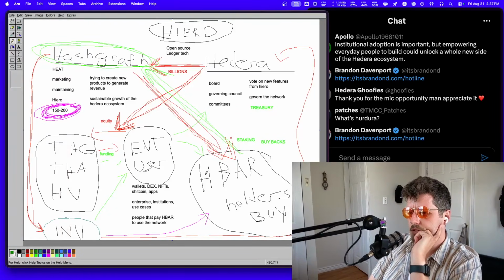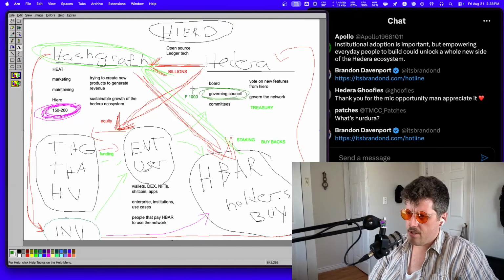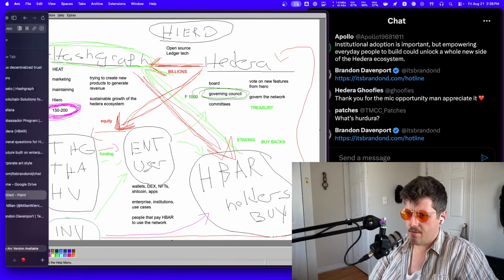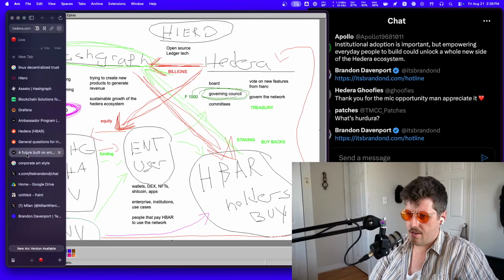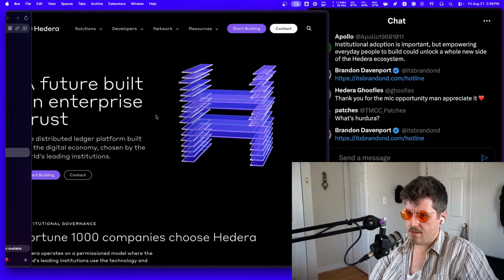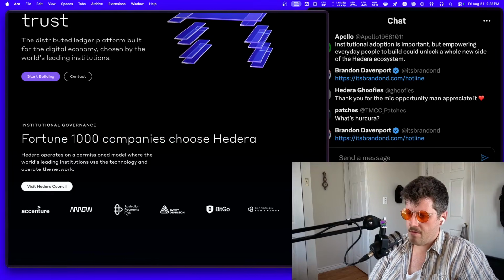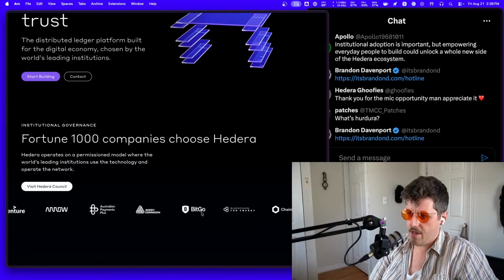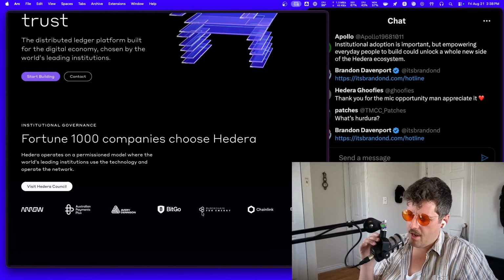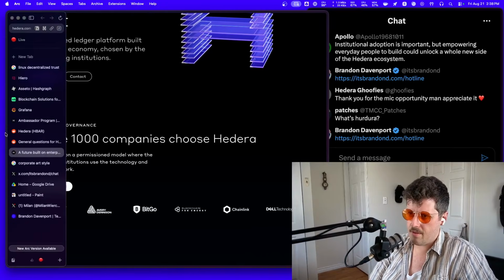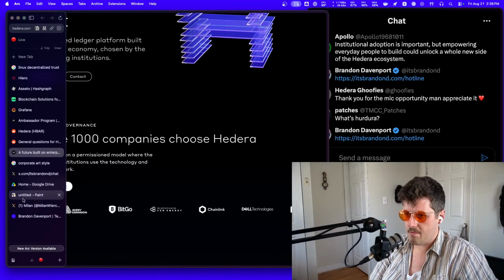the governing council members, right? We've got the governing council. These folks are Fortune 1000 companies, right? Isn't that what the Hedera account says? Hold on. Yeah, Fortune 1000 companies. So these are big wigs, right? We're not messing around. We've got Avery Dennison, we've got BitGo, we've got Chainlink, we've got Dell, we've got Google, right? There are big names on there.